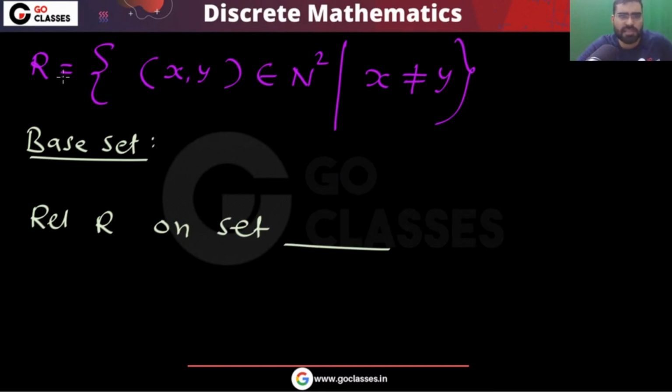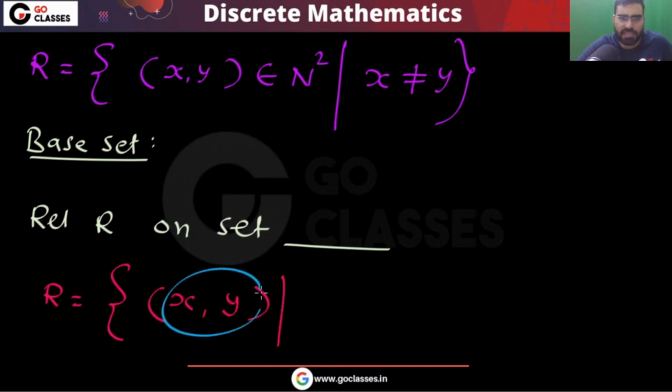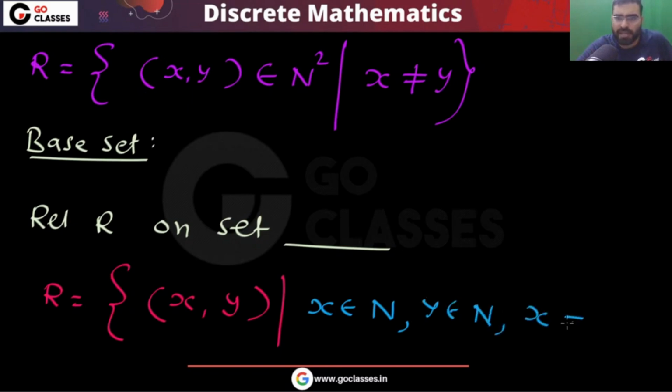You can easily see that in this relation you have ordered pairs (x, y), which means x is related to y, and this ordered pair belongs to N². It simply means that x belongs to N and y belongs to N, where N is the set of natural numbers, and x is not equal to y.